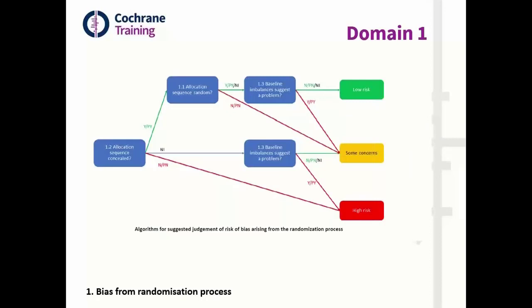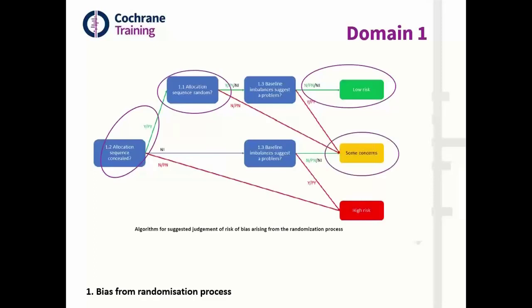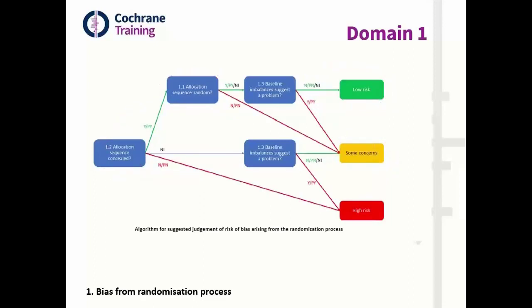So when we look at the algorithm, I'll go through this really quickly. We can see that if there are no problems with randomization and allocation is concealed, baseline imbalance that occurs by chance will lead to low risk of bias. If it really does look like there's an issue with randomization, it will lead to some concerns. It's only when allocation isn't concealed and baseline imbalances are suggesting a problem that it will lead to high risk of bias.